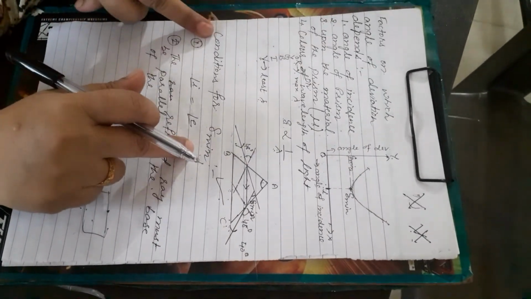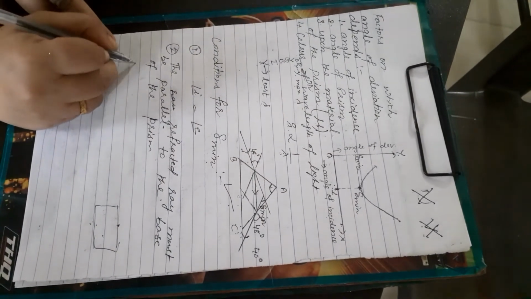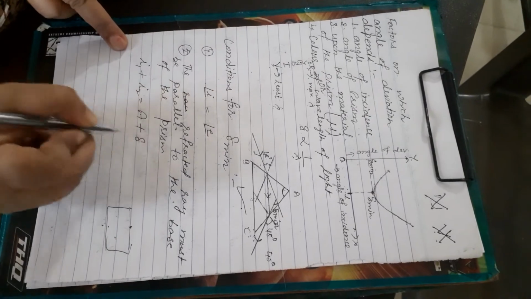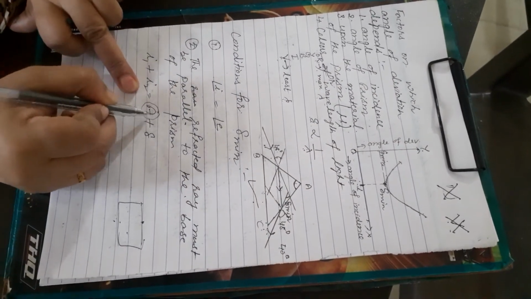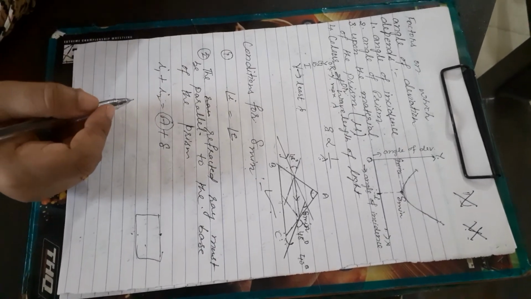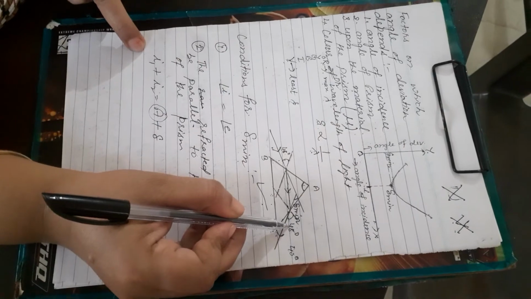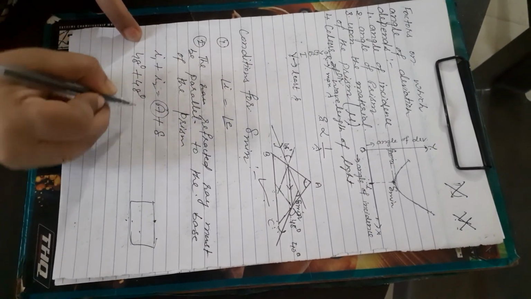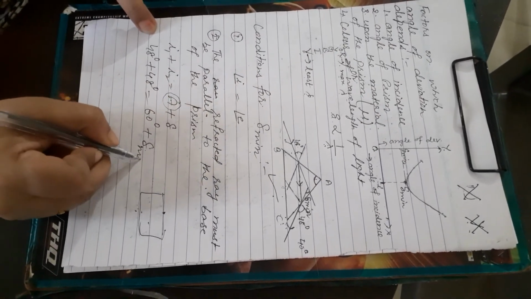If they ask you how to find delta minimum, use the same formula: I1 plus I2 is equal to A plus delta. In the case of delta minimum, always remember A is 60 degree, as an equilateral prism is there. Here I1 is 48 degrees, I2 is also 48 degree. 48 plus 48 is equal to A plus delta, with A being 60 degree.